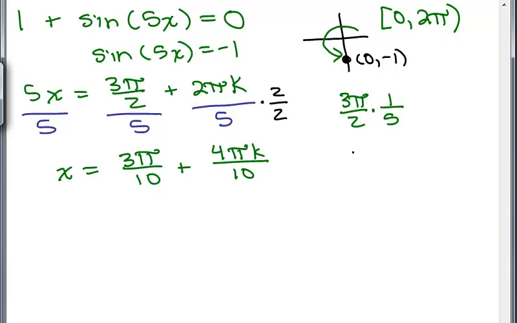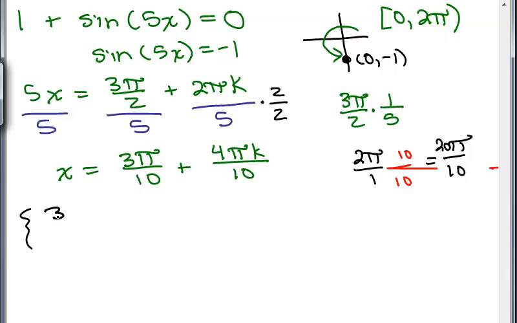By the way, 2 pi, if I want to see it with a denominator of 10, would be what? I'd have to multiply by 10 over 10. So that's the same thing as 20 pi over 10. So just keep this in mind when we start listing. Right now we're going to start listing all the values of x that are solutions in the interval 0 to 2 pi. We're not going to go any more than 20 pi over 10. So here are our solutions. Well, the first one, 3 pi over 10, that's still less than 20 pi over 10, right?